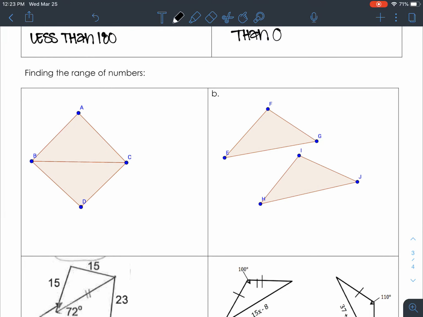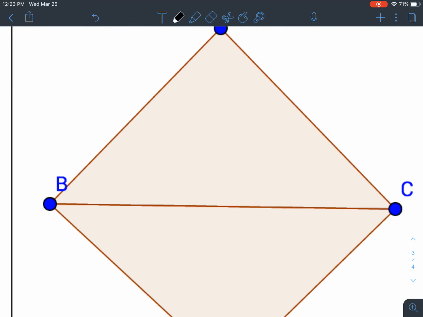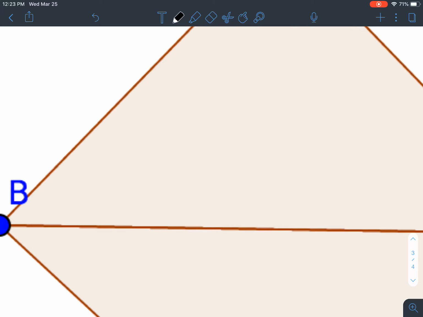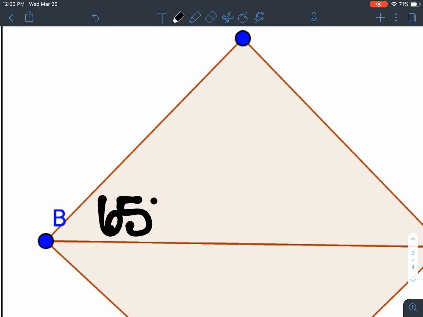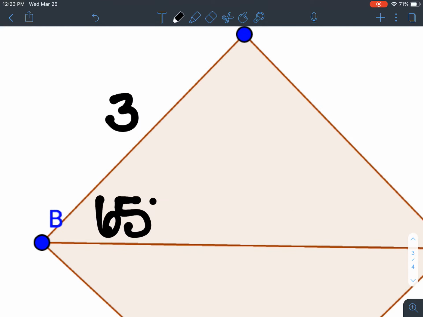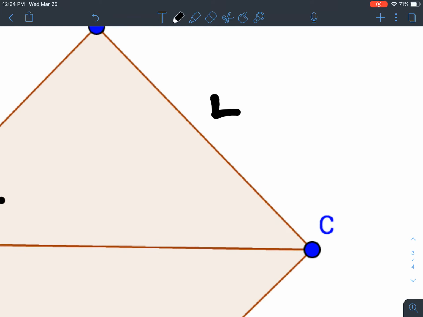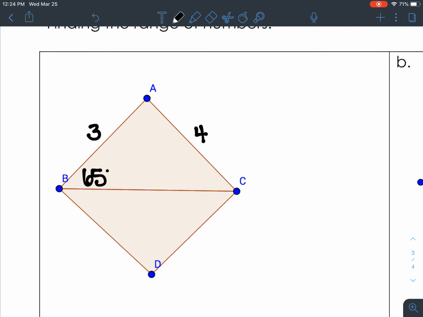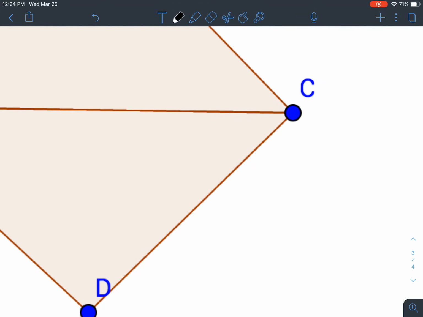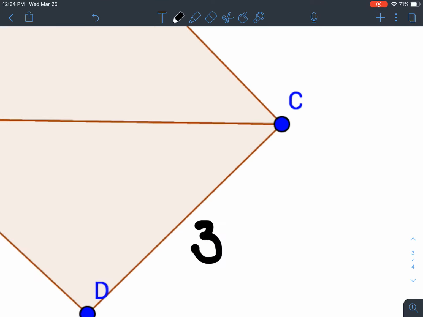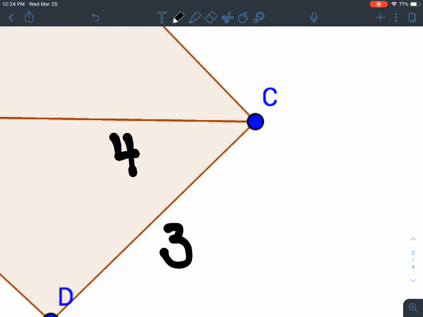All right, so for these two examples at first, what we're going to do is fill in some stuff, so you're going to have to follow along. Angle ABC is 65 degrees. We have side length of AB is going to be 3, and side length of AC is going to be 4. Side length of BD is going to be 2, while side length of CD is going to be 3. And then the last thing is that there's an expression for this angle of BCD, and that's going to be 4x minus 5 degrees.